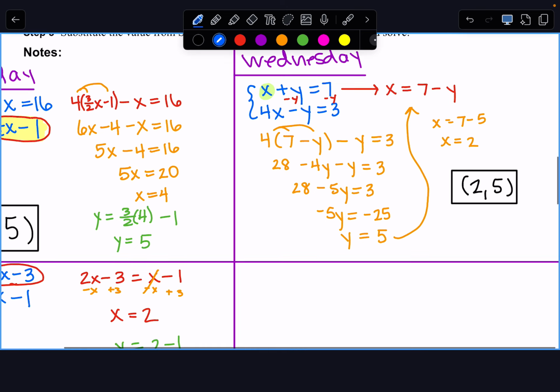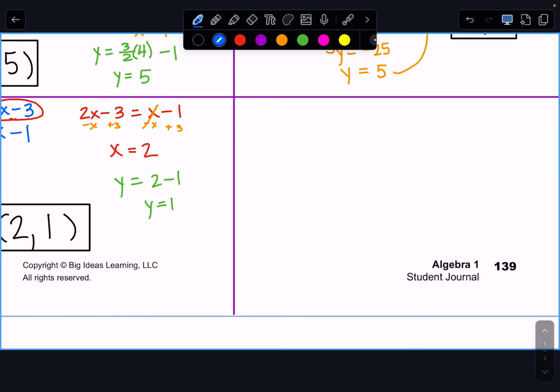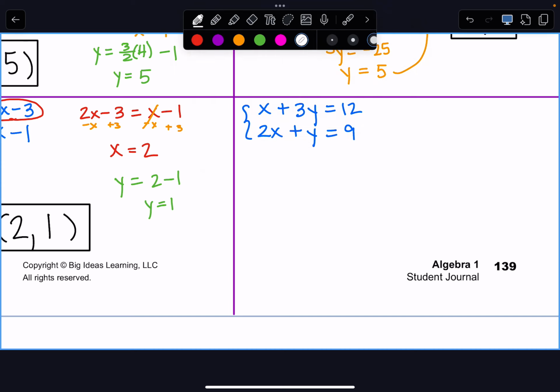Okay. All right, let's do another problem together. Let's do x plus 3y equals 12, and 2x plus y equals 9. I think one of my favorite things about this particular topic is that we are always going to have options, okay? Even within the method that we're doing.